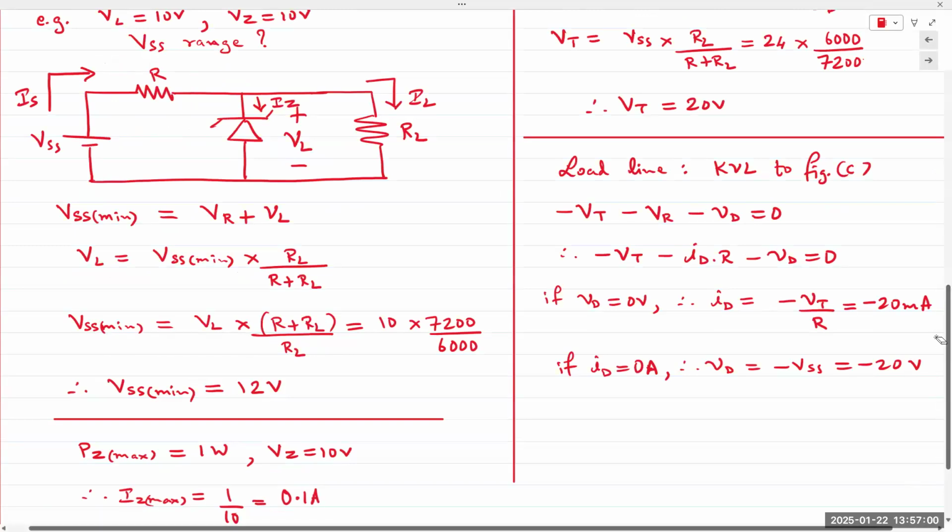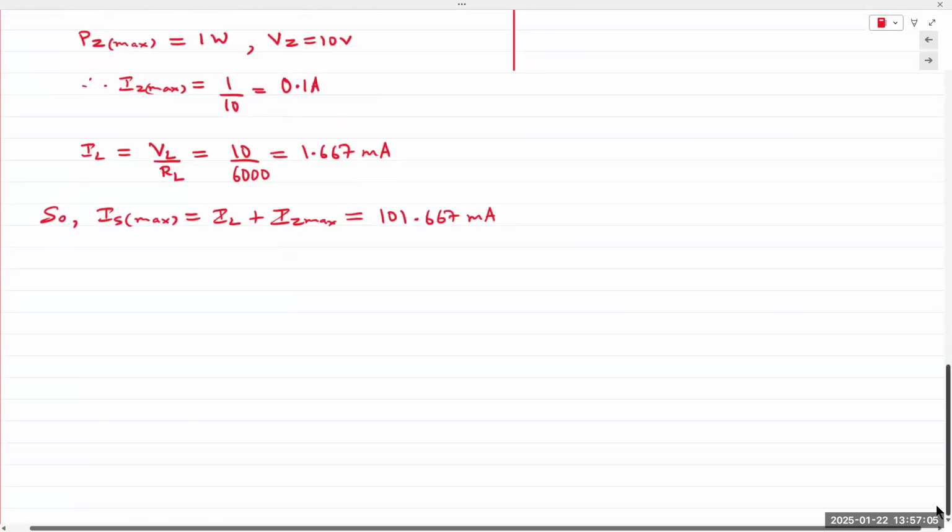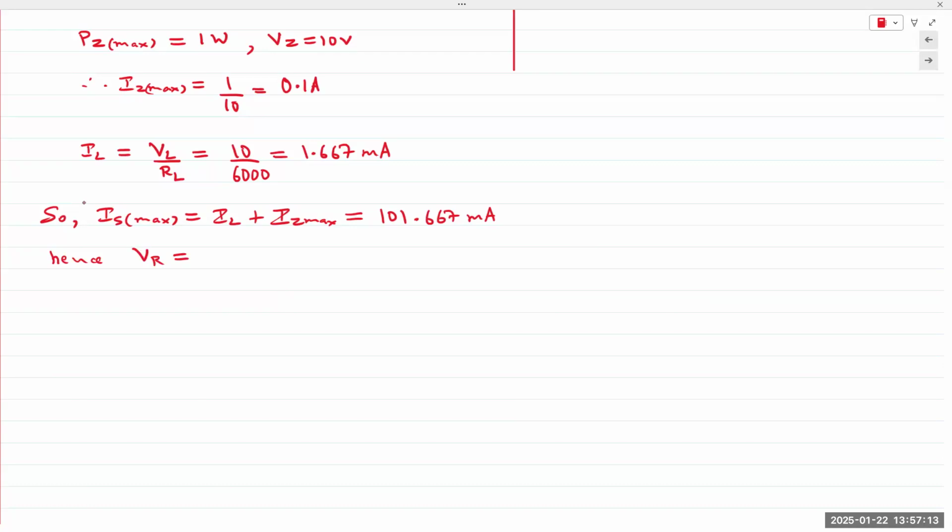And so I can write VR is equal to 101.667 milliamps times, what's it, 1200, gives me a value of 122 volts. So the series resistor at the maximum limit of the Zener diode will drop 122 volts across it. Large number.